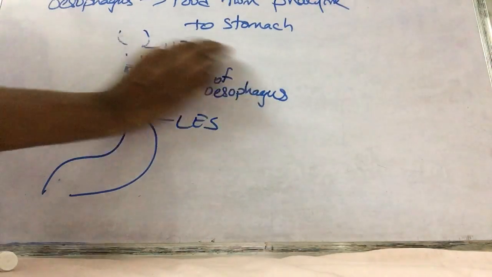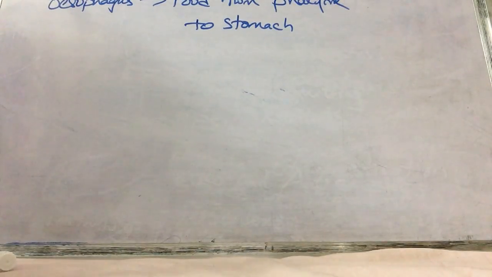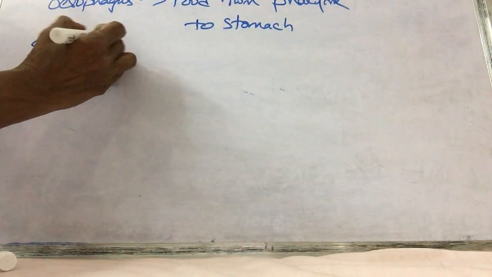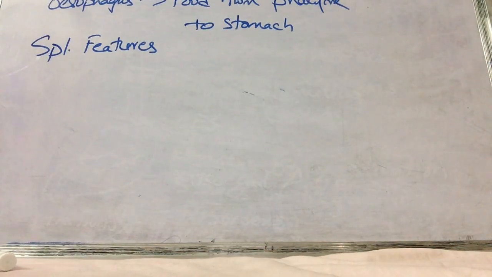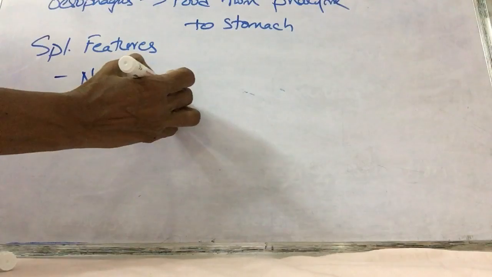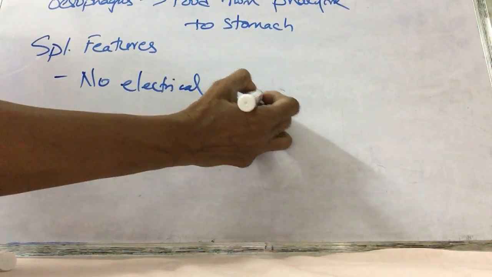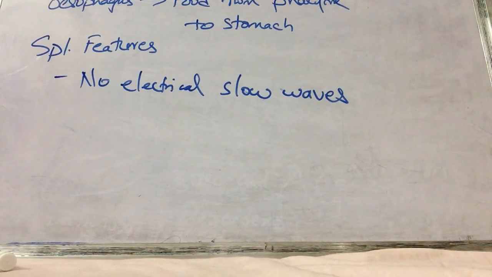And there are some special features of esophagus. One is, the esophagus differs from the other parts of the gastrointestinal system for not having the electrical slow waves to trigger contraction. That means esophagus has no electrical slow waves, whereas all the other parts of the gastrointestinal tract will have these electrical slow waves to trigger the contraction.